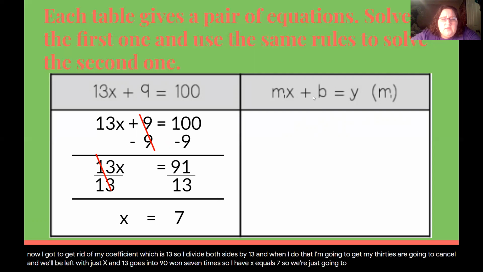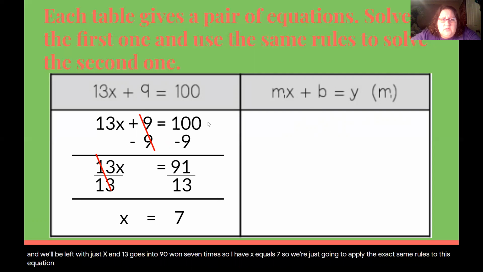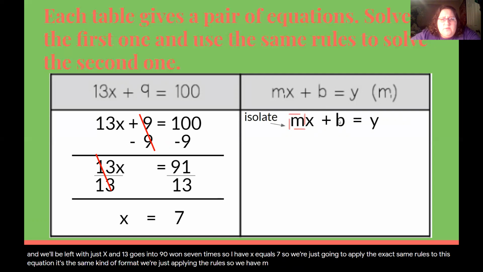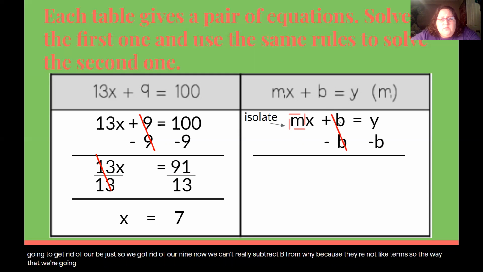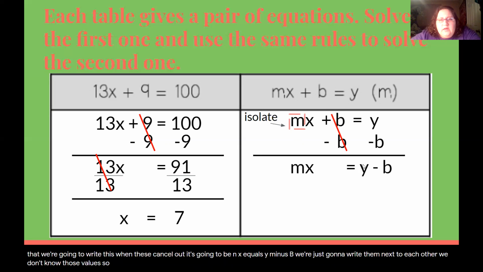We're going to apply the exact same rules to this equation. It's the same kind of format; we're just applying the rules. So we have mx plus b equals y. We're trying to isolate the m because that's what it says right here. First we're going to get rid of our b, just like we got rid of our 9. Now we can't really subtract b from y because they're not like terms. So the way we write this when these cancel out is mx equals y minus b. We're just going to write them next to each other. We don't know those values, so we can't simplify them. We're just going to leave it as y minus b.